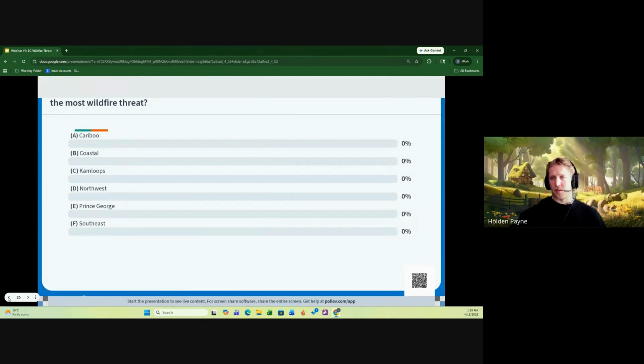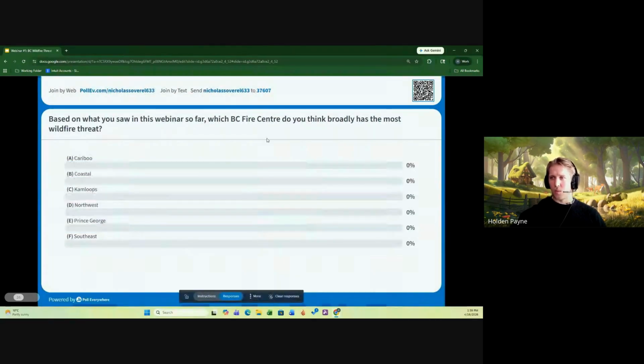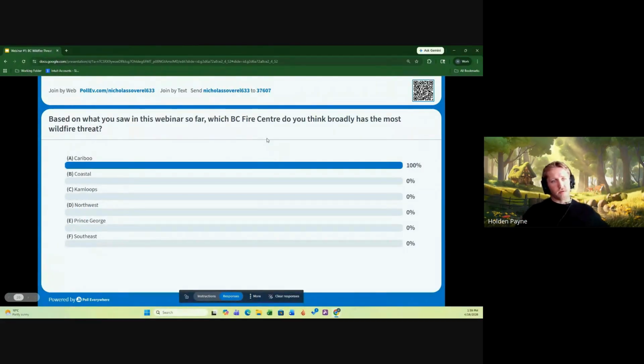So before we dive into methods, I'm going to clear responses and see if anyone changed what they think broadly is the most wildfire threat. It seemed like a lot of people were pretty consistent with what we drew from this, and it doesn't take a model to tell you where you think the fire might be bad in BC. So it's nice to see that those results were consistent. I wonder if this jives with what people found and what people think about moving forward. I'll let a couple answers come in there.